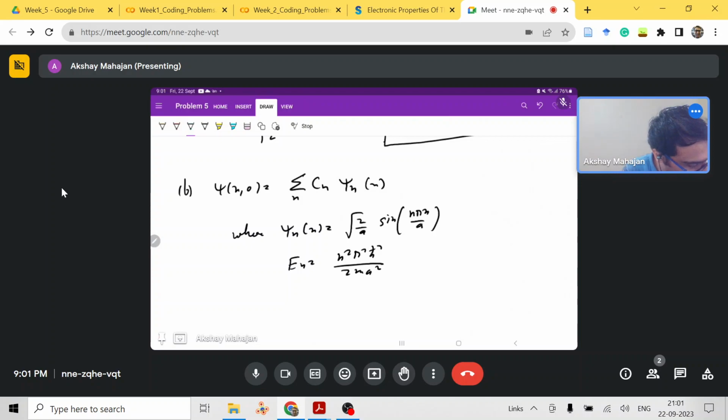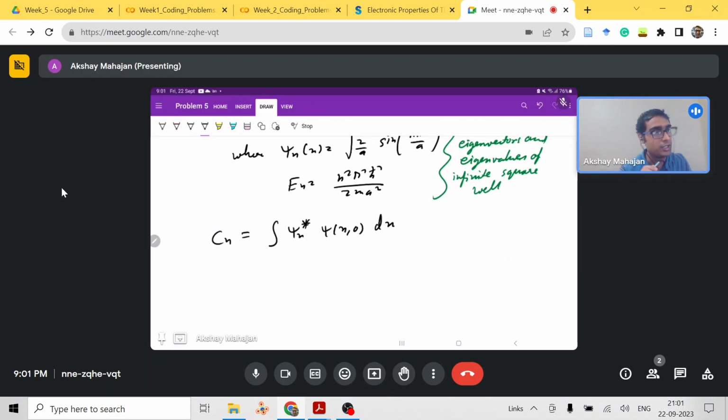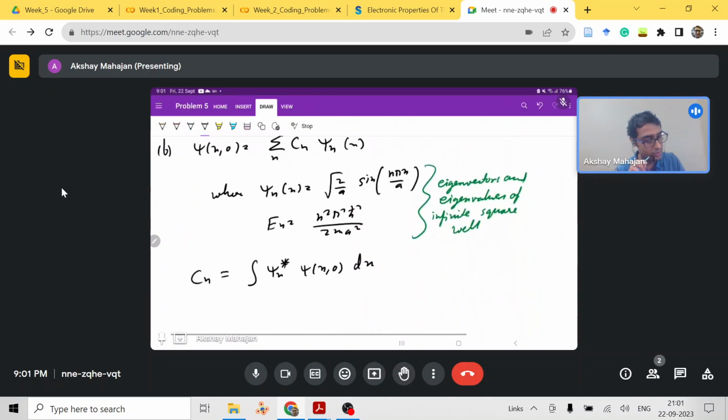This comes from the eigenvectors and eigenvalues of the infinite square well. Alright, and we know from here, we have already done this in a previous problem as well, the cn values are given by the integral of psi n star times psi of x comma 0 times dx. Okay, so now we need to find the cn values.